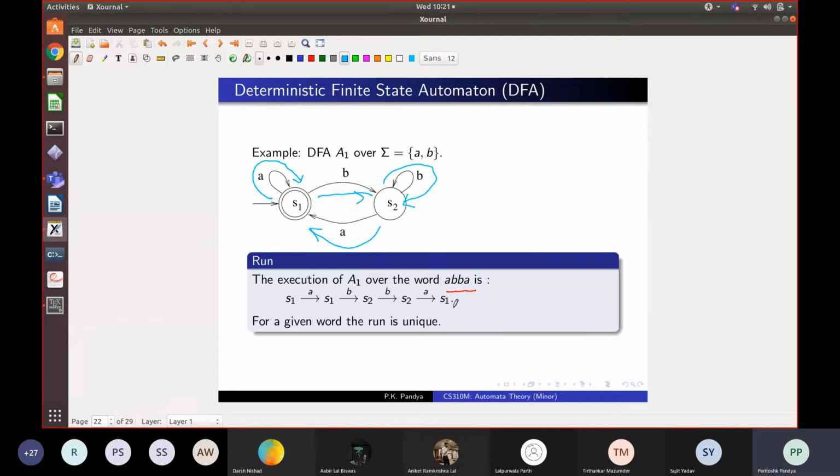So this execution is clear to you? I think it should be. And there is a unique execution on a given input word for the automaton. This is the most important property of deterministic finite state automata, right? By the way, a little bit of terminology. If from this execution you just write down the sequence of states that occurs on this word, S1, S1, S2, S2, S1, this is the sequence. This sequence of states which arises on occurrence of this word is called a run.